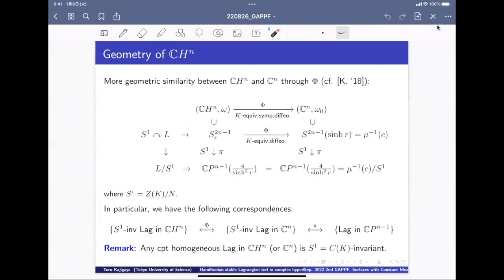Conversely, if we have a Lagrangian submanifold in the Kähler quotient space, by taking the image of the projection, we obtain an S1 invariant Lagrangian in CN, and this provides an S1 invariant Lagrangian in CHN.